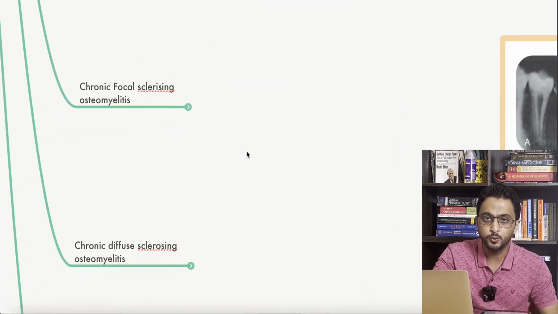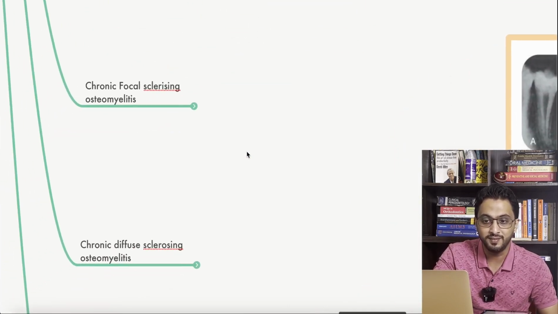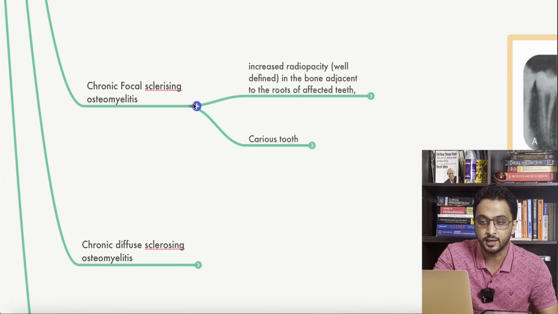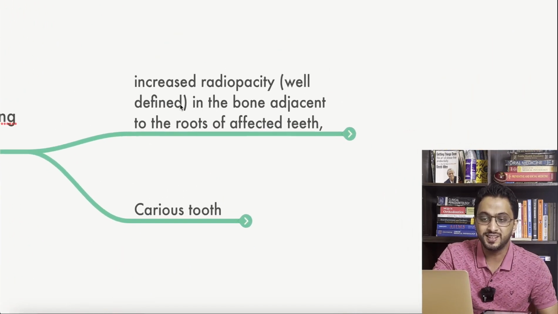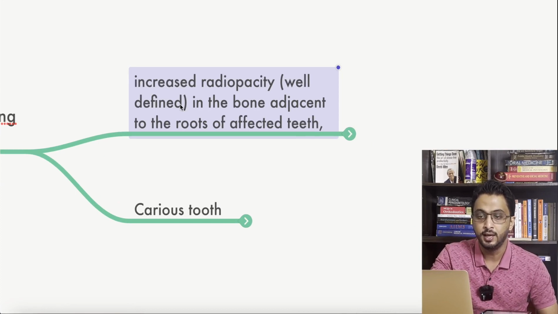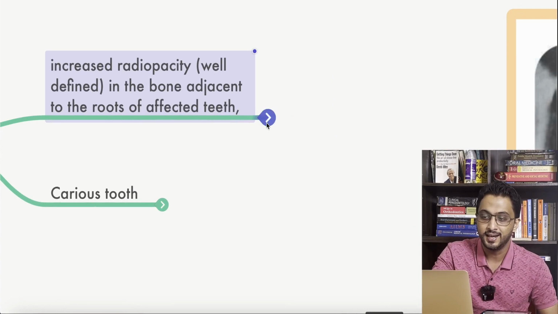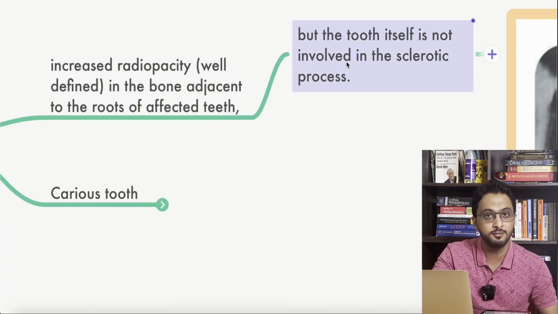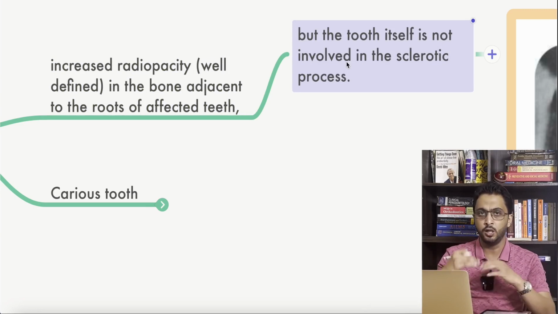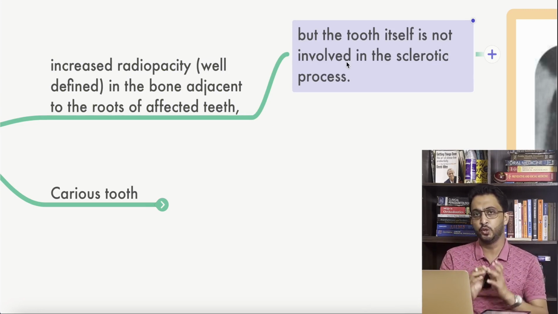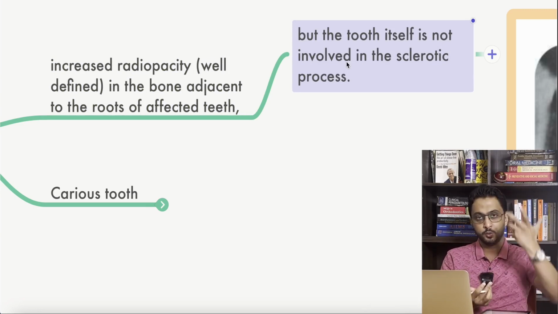Now you come to the discussion which we had on the previous day, chronic focal sclerosing and chronic diffuse sclerosing osteomyelitis. Basically it's a well-defined radiopacity, which I've discussed in detail, adjacent to the roots in the bone. The tooth itself is not affected by the sclerotic process. Basically all the osteomyelitis is in the bone only, but the causative agent will be the tooth.